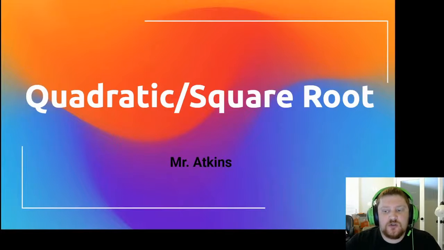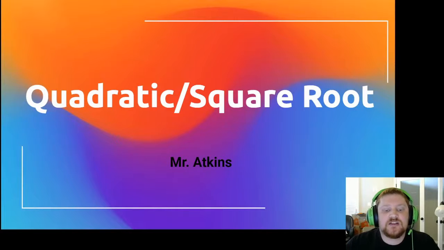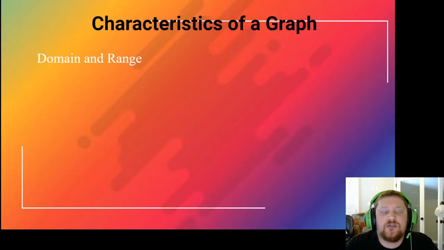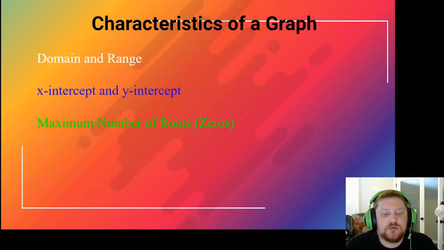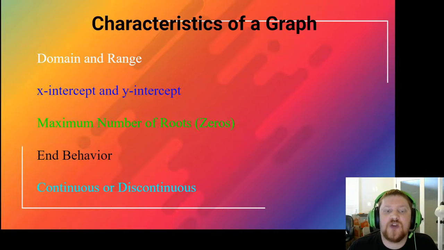Now, we are still going to be talking about a lot of the same things. So we're going to be looking at specific characteristics of these two graphs, just like we did yesterday. We're going to be looking at the domain and range, the x and y intercept, maximum number of roots, our zeros, our end behavior, and whether or not these graphs are continuous or discontinuous. So, like I said, we're going to go ahead and start with the quadratic functions.